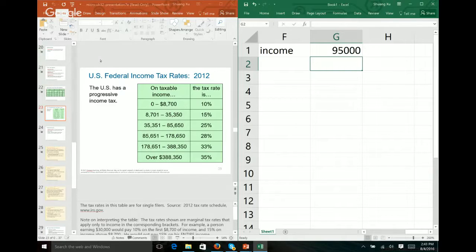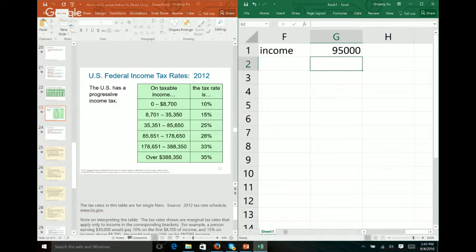Now on the table over here, your question might come in two different forms. The question might be asking you, at $95,000, what is this person's marginal income tax? If it's asking for marginal income tax, you go to the bracket to see where the $95,000 is. So 95,000 is in between 85,651 and 178,650. So your marginal tax rate for $95,000 income will be 28%. Now, if it's asking for your average tax rate, or how much tax this person pays, then you have to take your $95,000 income and go through this entire bracket.